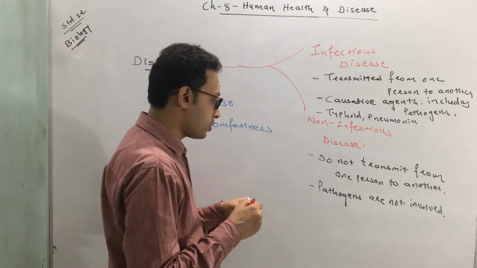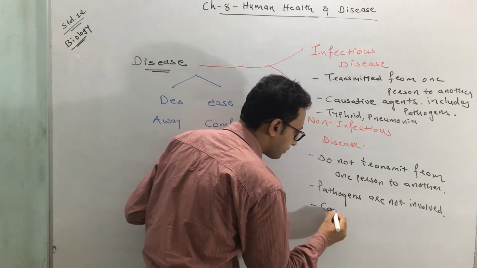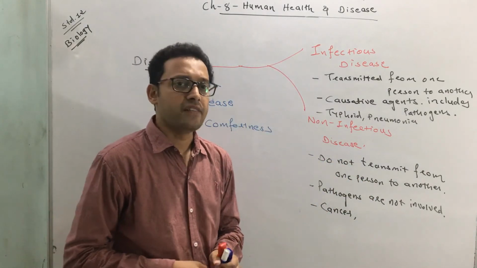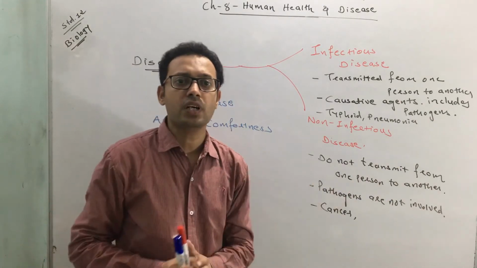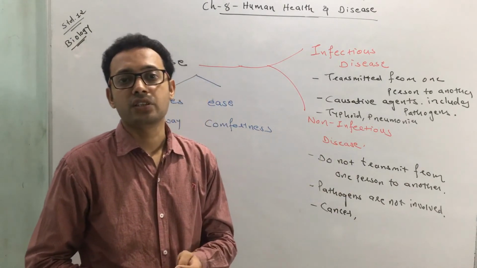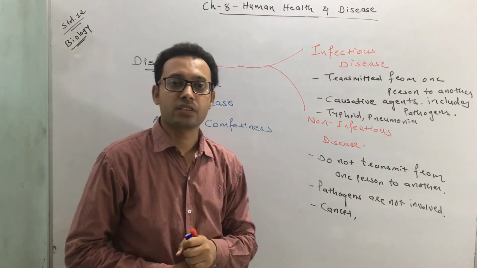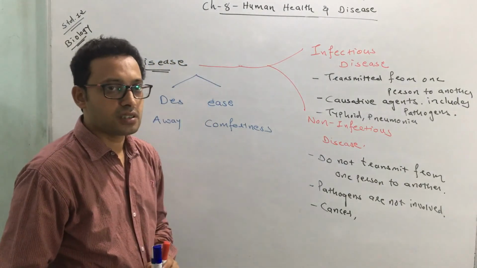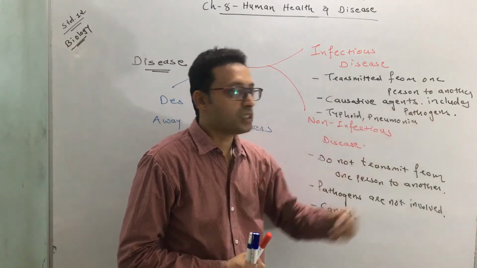But the diseases not caused by pathogens are called non-infectious, and they do not transmit from one person to another person. An example of a non-infectious disease is cancer. This is a big example. When one person has cancer, it does not transmit to another person. Does it transmit? No. So it is called a non-infectious disease. This is the difference between infectious and non-infectious disease. We have to deal with both kinds of diseases, but before we start the individual types, we will see what a pathogen is.